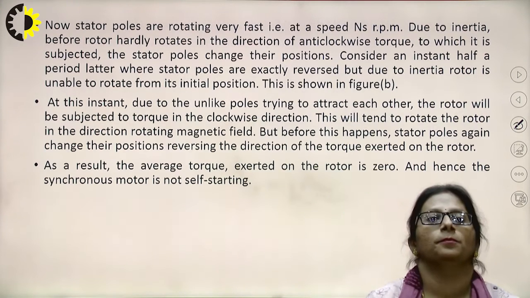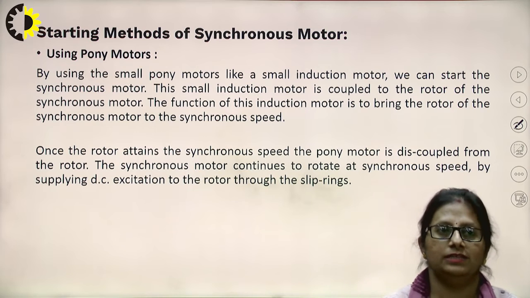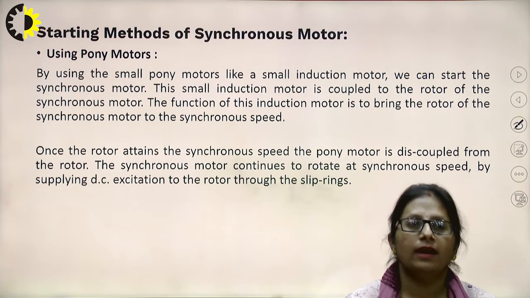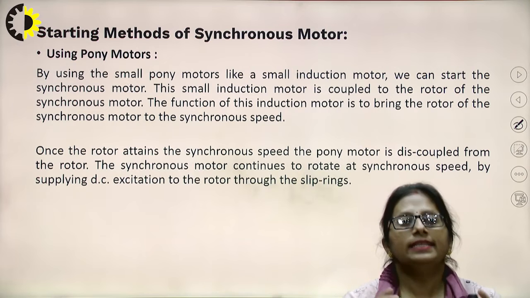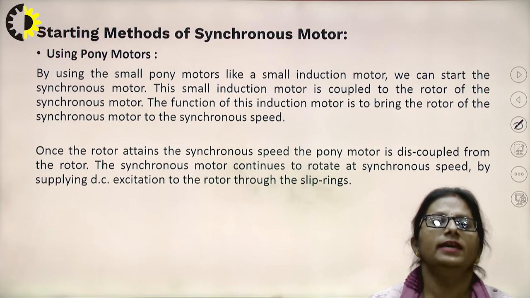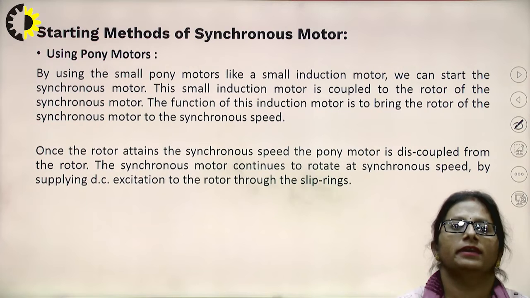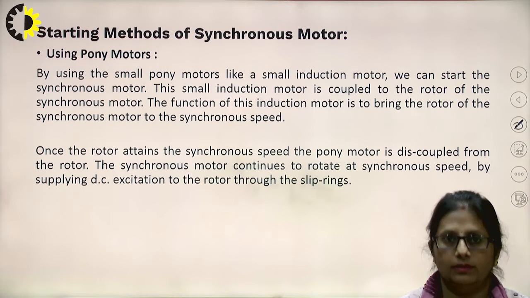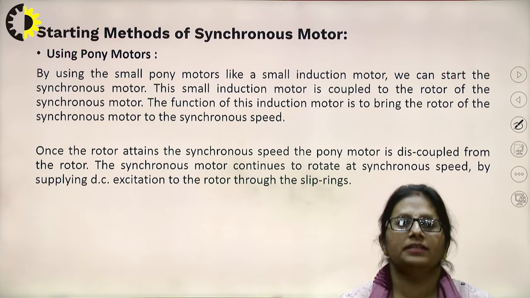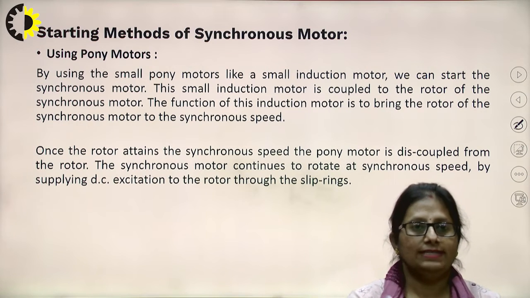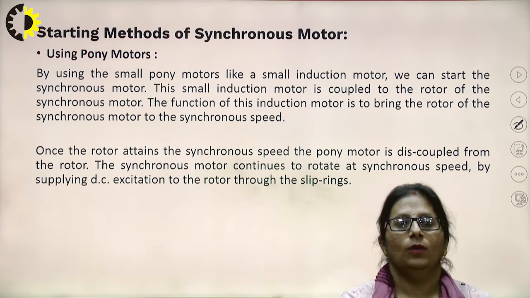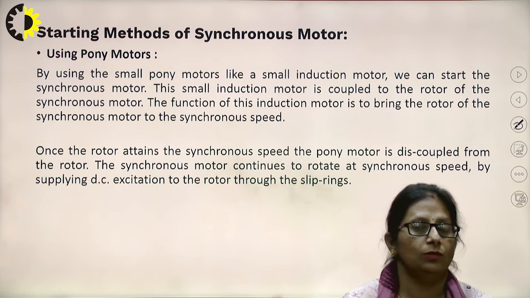So according to that, the very first starting method is by using pony motors. As the name suggests, pony motors are small induction motors. We can start the synchronous motor with these. These small induction motors are coupled to the rotor of the synchronous motor. The function of the induction motor is to bring the rotor closer to the synchronous speed of the motor. It's not exactly equal to it, but near to that, right? Once the rotor is rotating at a sub-synchronous speed, DC excitation is given. Till then, the DC excitation will not be given, right?